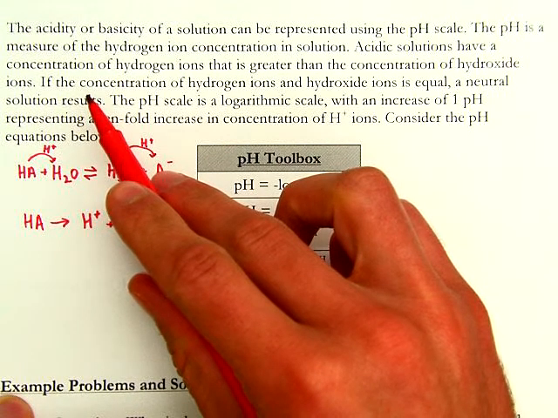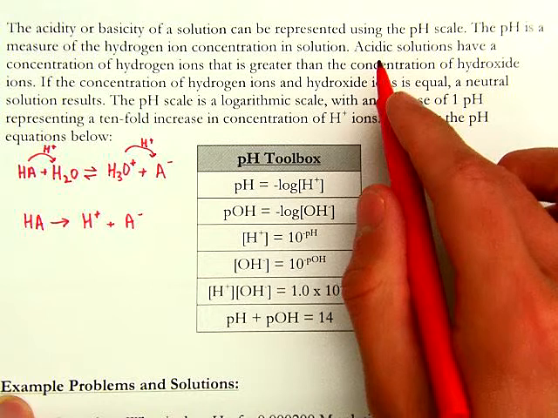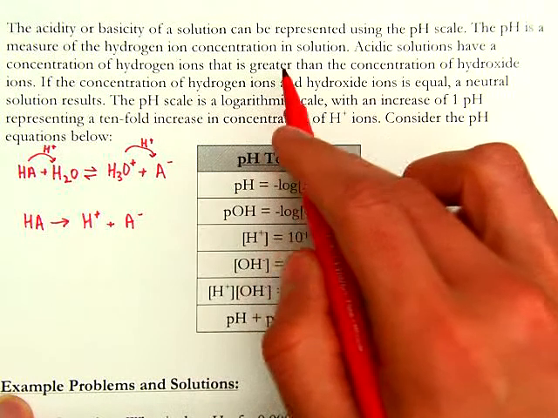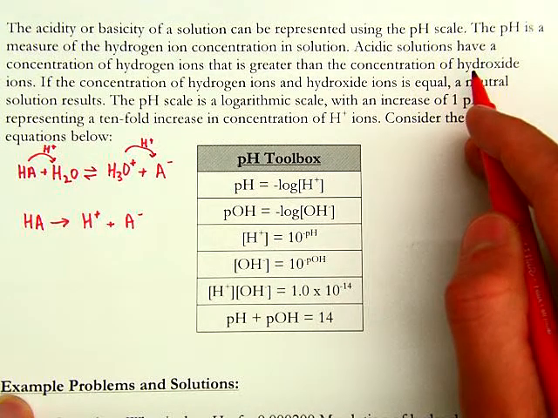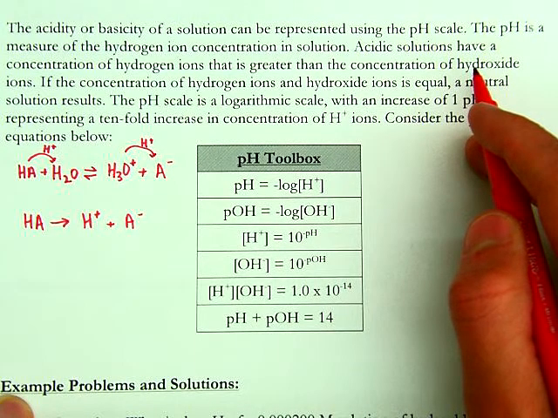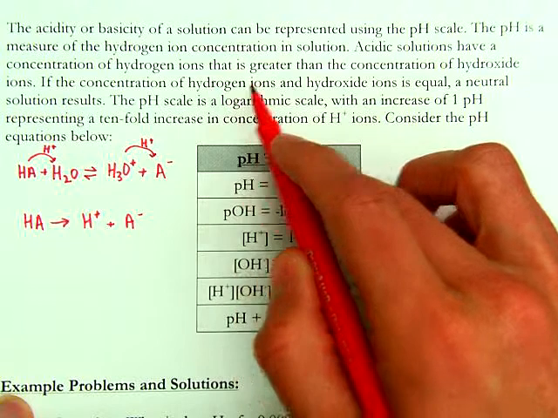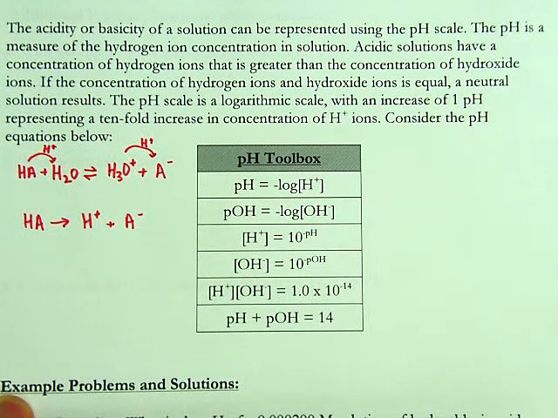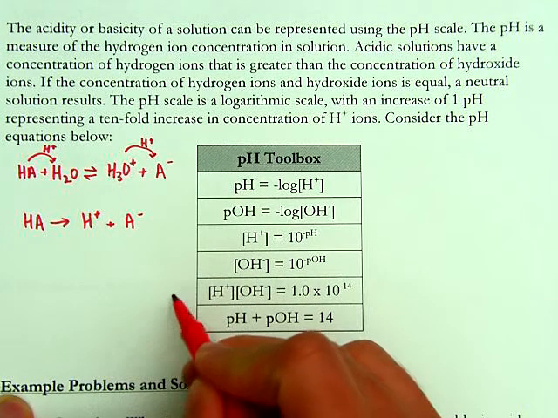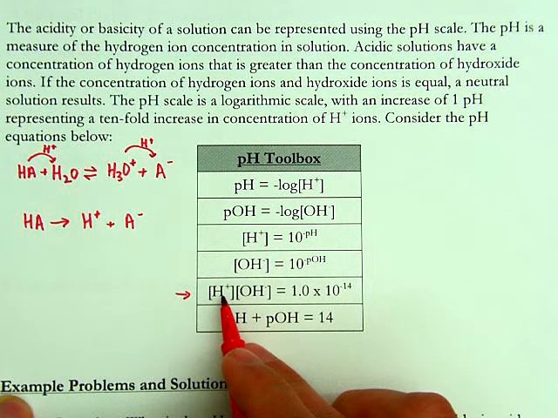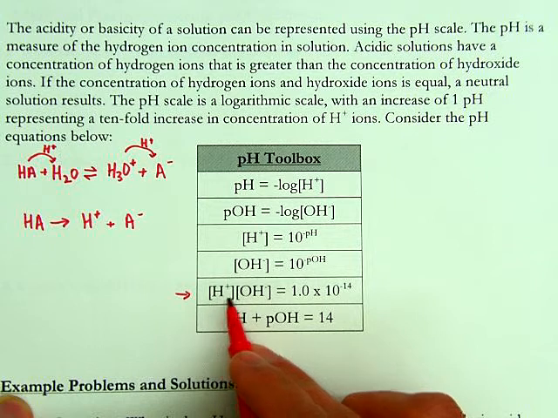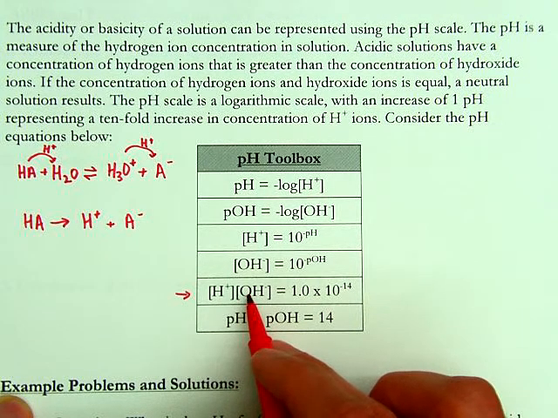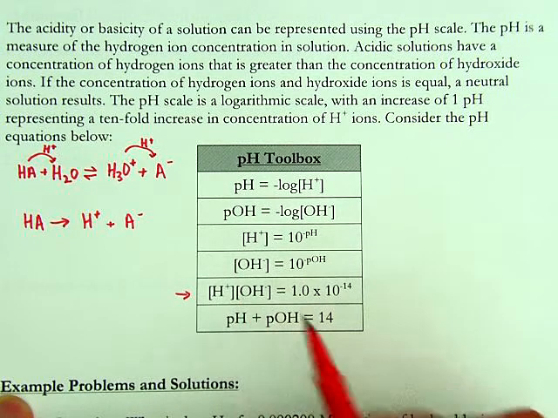So the next sentence on here says that if you're looking at an acidic solution, you have a concentration of hydrogen ions that's greater than the concentration of hydroxide ions in solution. If the concentration of hydrogen ions and hydroxide ions is equal, that's a neutral solution. So that's shown here. If you multiply the concentration of H and the concentration of OH, you get this, which is a constant. When these two are equal, you have a neutral solution, which is a pH of 7.